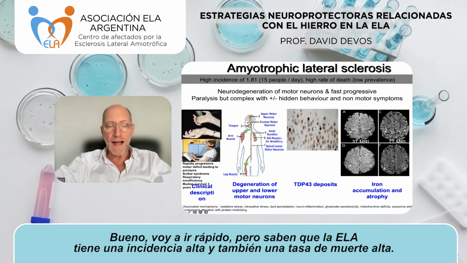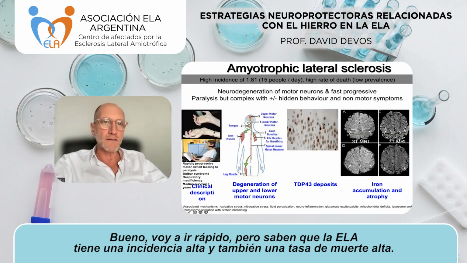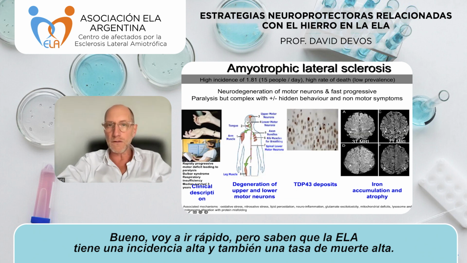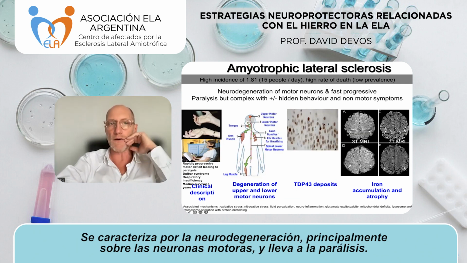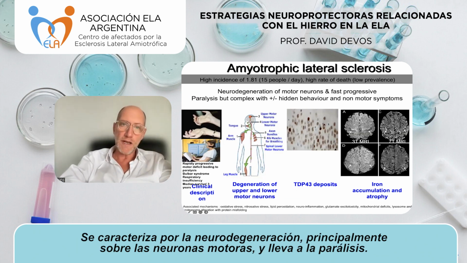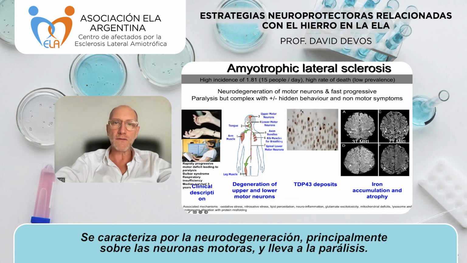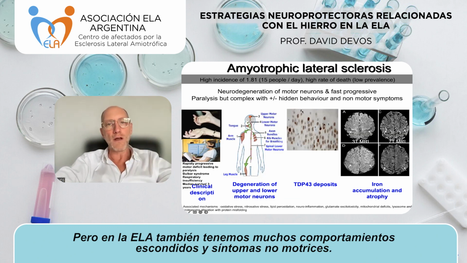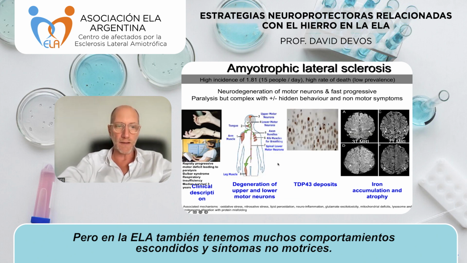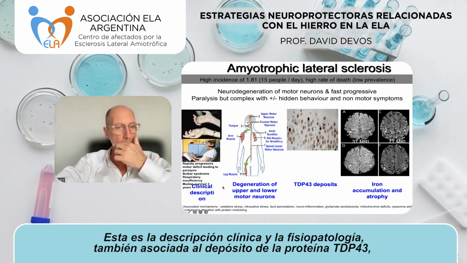Well, I will go fast on it, but you know that amyotrophic lateral sclerosis has a very high rate of death, and it's characterized by neurodegeneration, mainly, but not only, of the motor neurons, leading to paralysis. But we also have a lot of hidden behavior and non-motor symptoms in ALS. This is the clinical description.